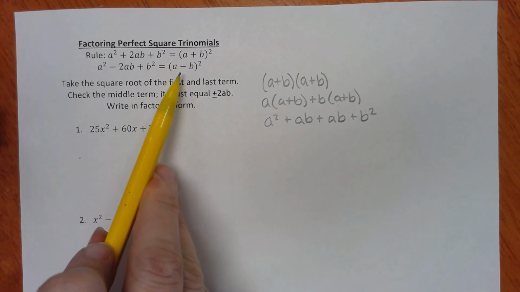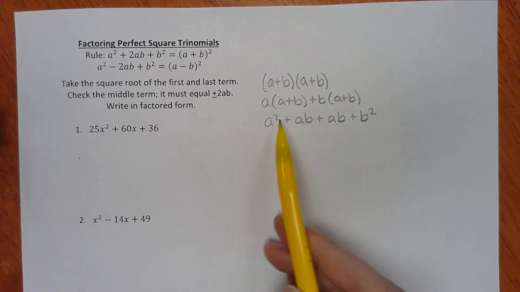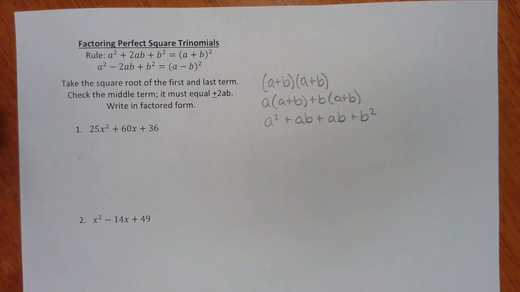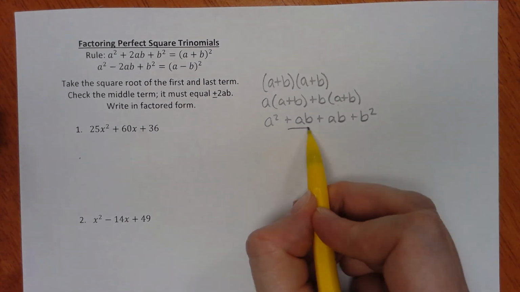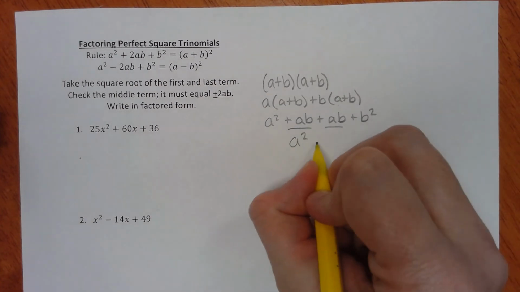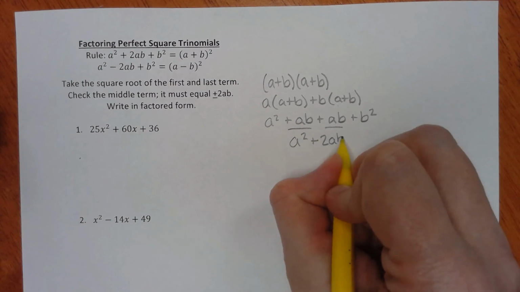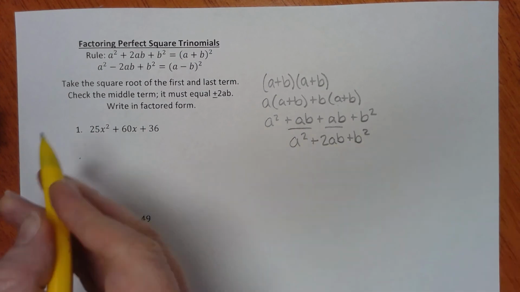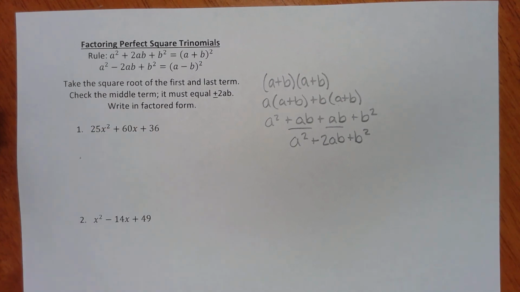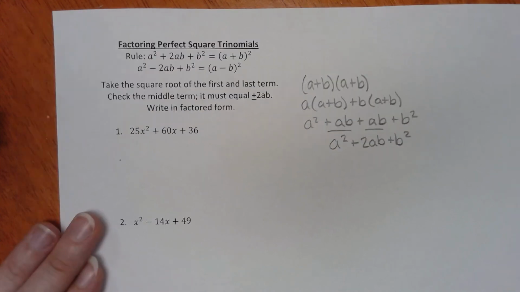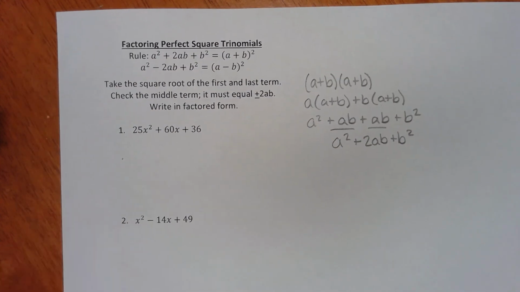Notice even if we were having a negative, it would work a lot the same. We would just have to be cautious of our signs. If we combine our like terms here, we get a squared plus 2ab plus b squared, just as the perfect square trinomial rule says. So let's look at some examples. Our first one, we should notice that the first term is a perfect square, the last term is a perfect square. And we also need to check the middle term to make sure that it equals 2ab.